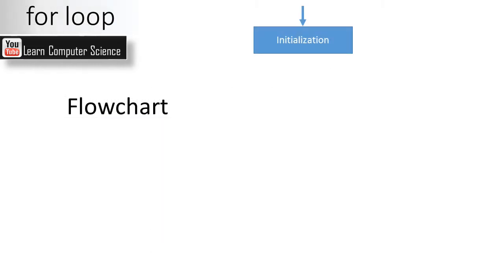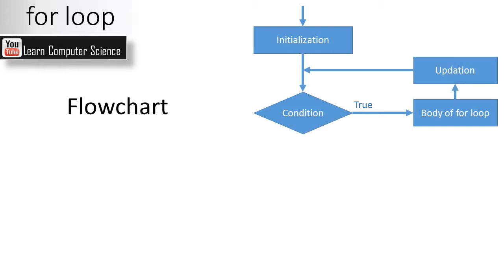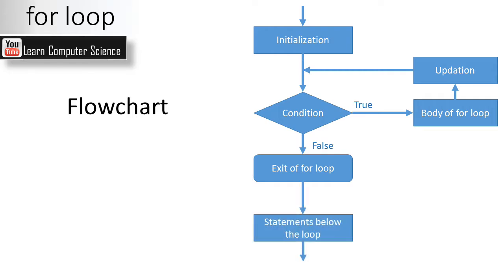Here is the flowchart of the for loop. We first of all make initialization. Then check the condition. If the condition is true, it will go to the body of the loop. After executing the body it will update the conditional variable, and again check the condition. If the condition is true again it will repeat this cycle. But if the condition is false it will exit the loop, and then it will continue to execute the other statements of the program which are below that loop.